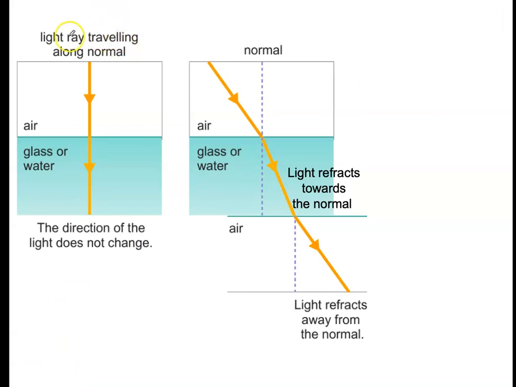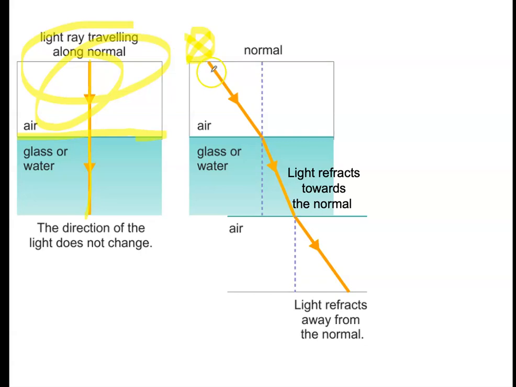Here's my first diagram. If you notice, this orange line with an arrow shows a light wave, or the light ray, traveling along the normal, i.e. at 90 degrees to this boundary. It's not changing direction. The second one is the most important diagram. The normal is just an imaginary line drawn at 90 degrees to the boundary, in a dotted line. We place a light source here which we call a light ray.